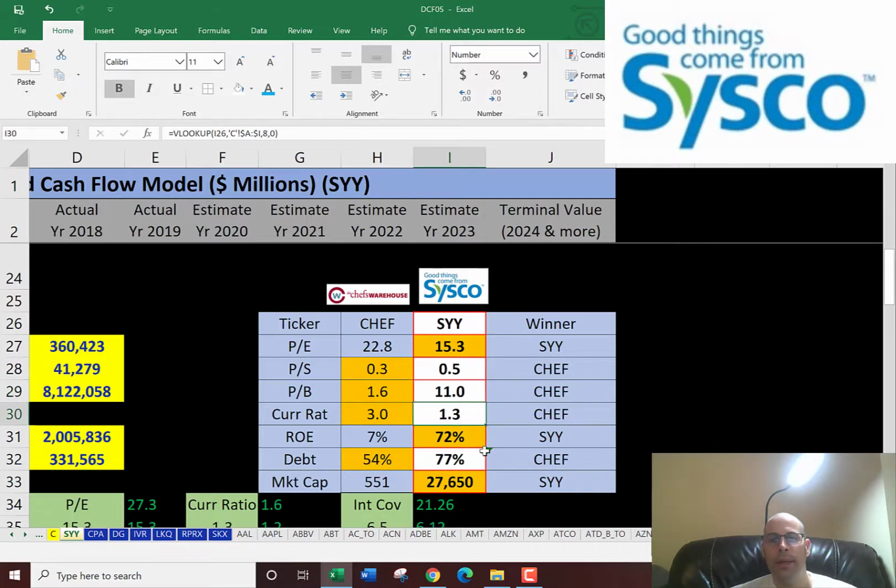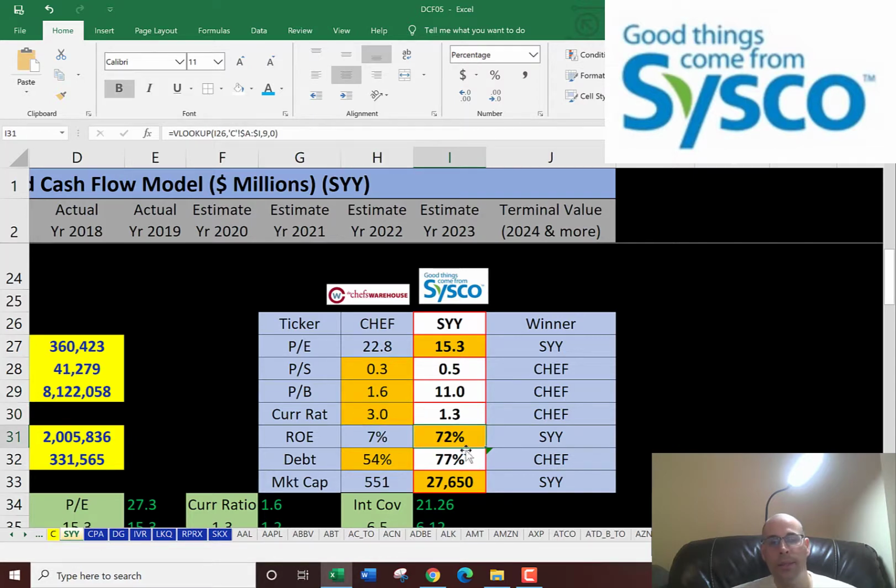Price to book, Chef is doing well in price to book, and Sysco is doing terrible in price to book. And then in current ratio, Chef is higher, but they may be a little too high. They don't need that much current assets. I think 2 is more than fine. 3 means you might be sitting on a little too much cash, or your inventory is stale, or you're not collecting your bills on time.